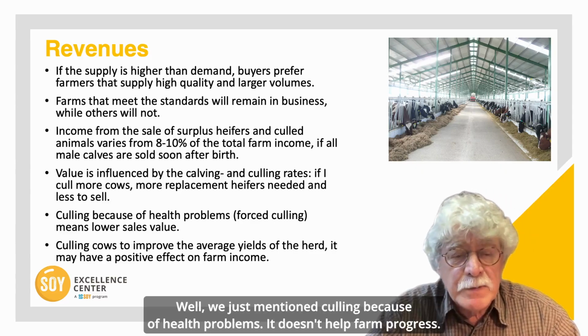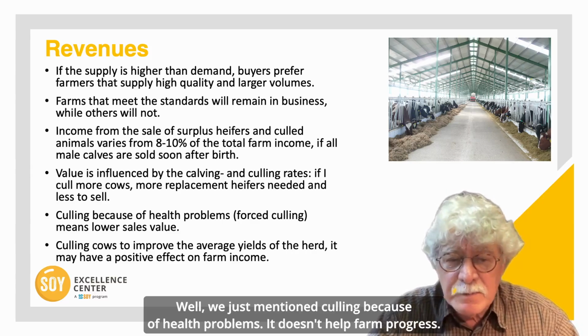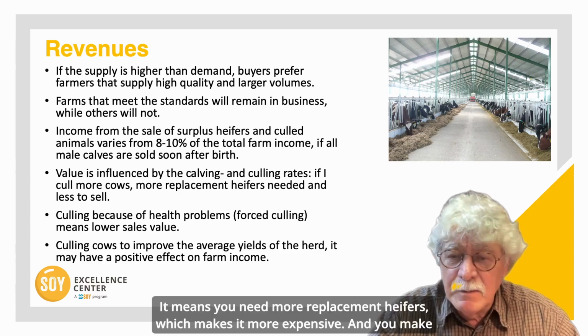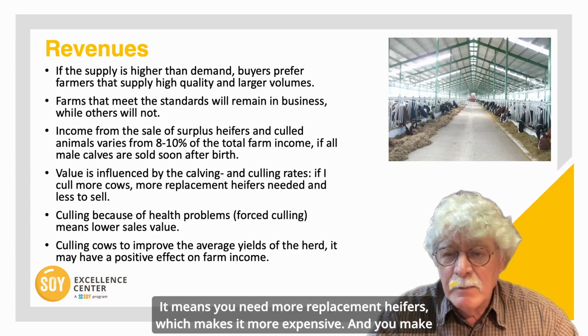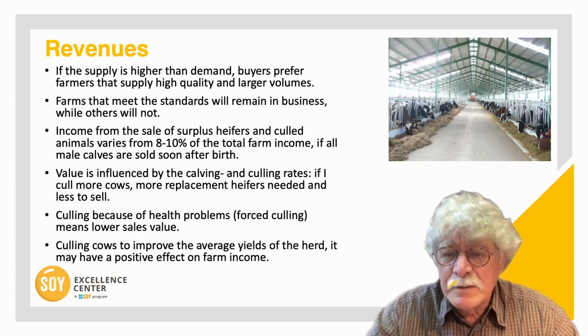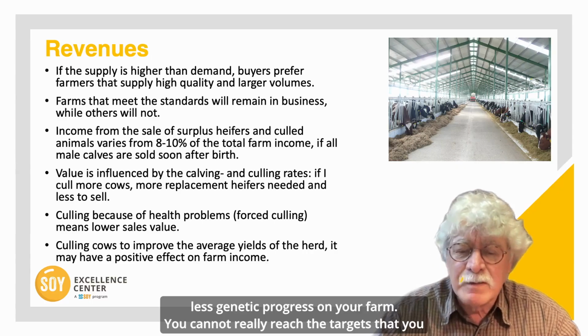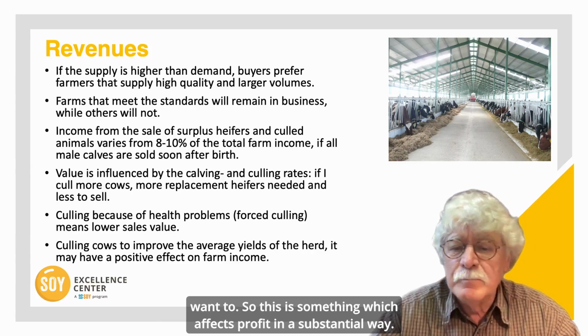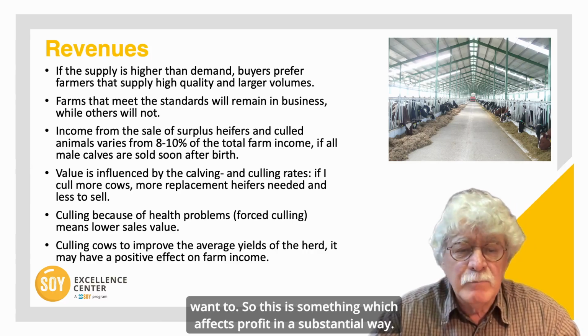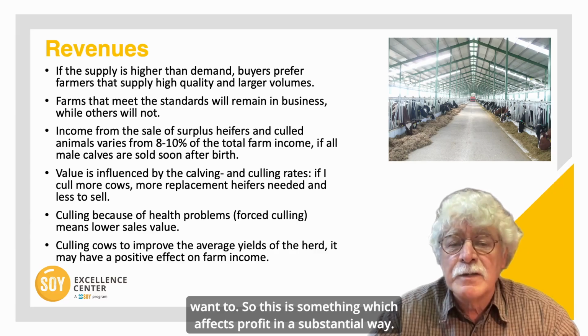Well, we just mentioned culling because of health problems. It doesn't help farm progress. It means you need more replacement heifers, which makes it more expensive, and you make less genetic progress on your farm. You cannot really reach the targets that you want to. So this is something which affects profit in a substantial way.